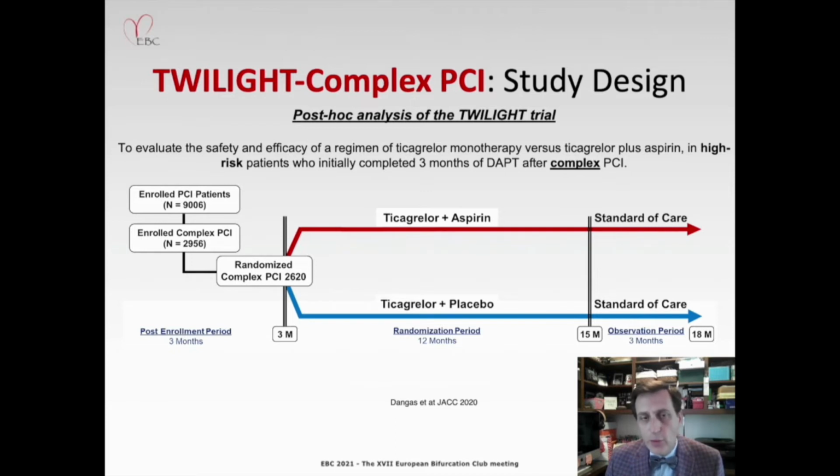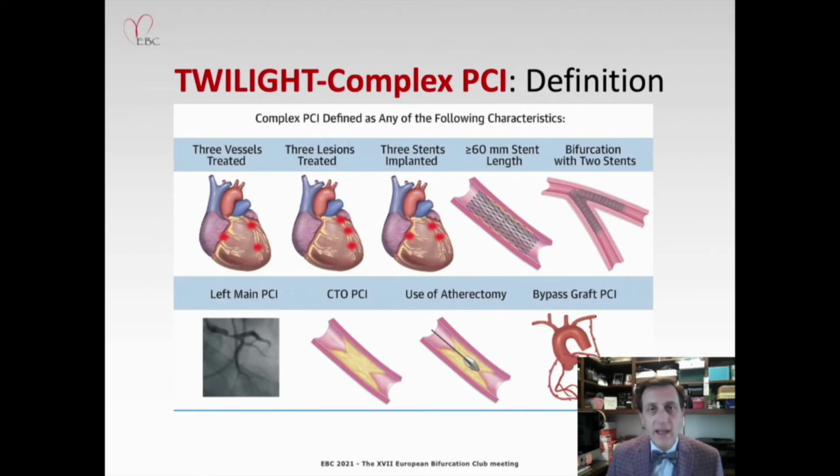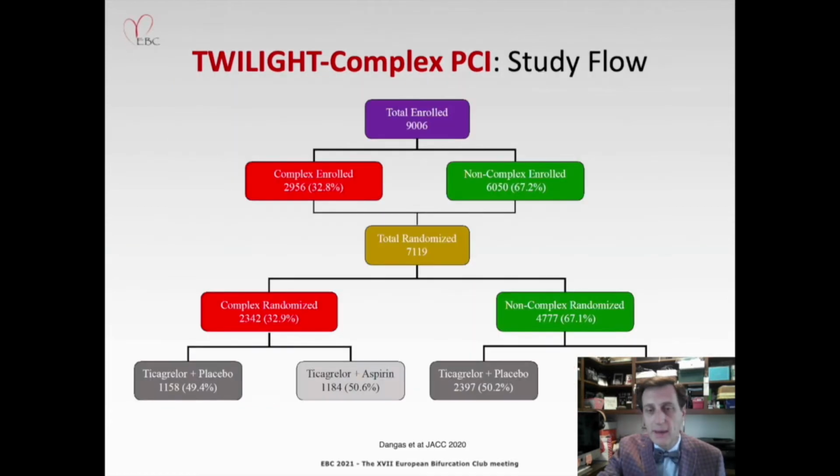And out of all those patients, we had many thousands, nearly 7,000 randomized. Almost over 2,500 had a complex PCI at the index procedure. And it included bifurcations with 2 stents at the index procedure as one of the criteria. And you can see here the rest of the criteria as published earlier by Giustino and Colombo. 3 vessels treated, 3 lesions treated, many stents, long stents, left main PCI, CTO, atherectomy, and graft.